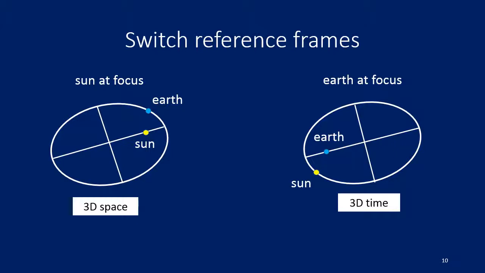Now we need to switch reference frames. On the left, we have an illustration of 3D space. The Sun is at the focus of an elliptical orbit of the Earth. And at the right, we show the Earth at the focus of a seemingly elliptical orbit of the Sun. This is the way the Sun looks from the Earth. This is a picture in 3D time. It doesn't look this way in space, but it does look this way in time.